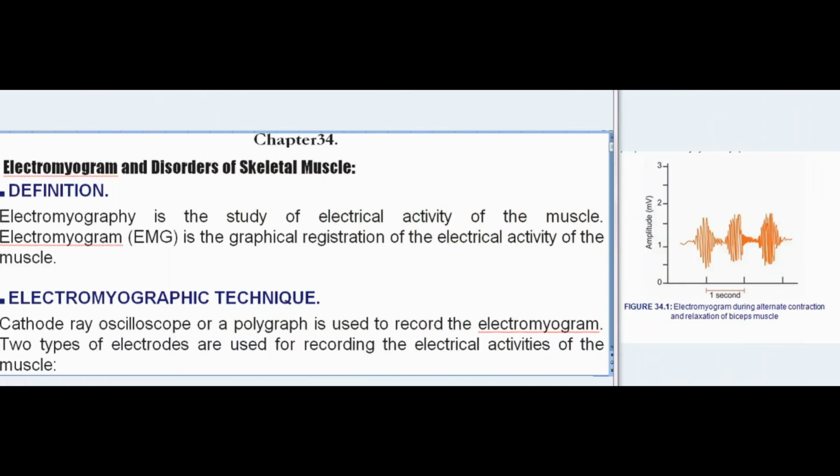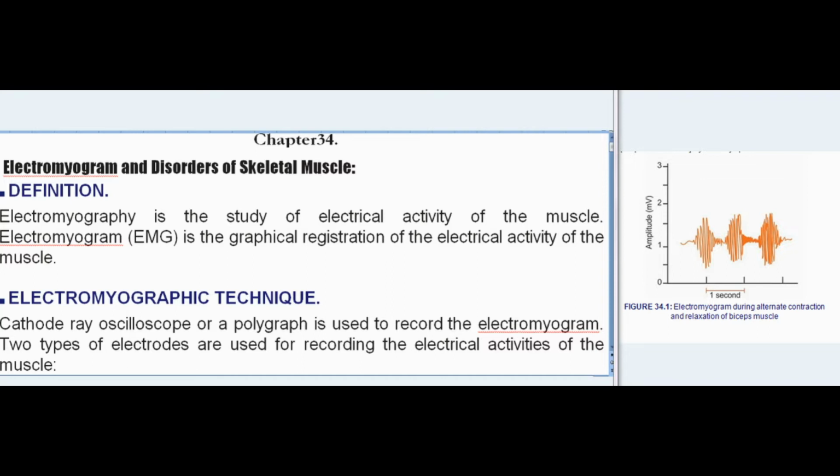Chapter 34. Electromyogram and Disorders of Skeletal Muscle. Definition. Electromyography is the study of electrical activity of the muscle. Electromyogram, EMG, is the graphical registration of the electrical activity of the muscle. Electromyographic technique. Cathode ray oscilloscope or a polygraph is used to record the electromyogram.